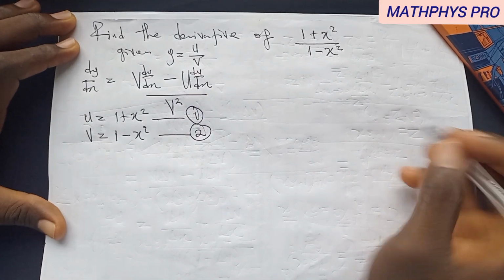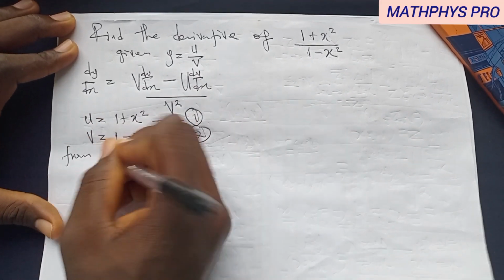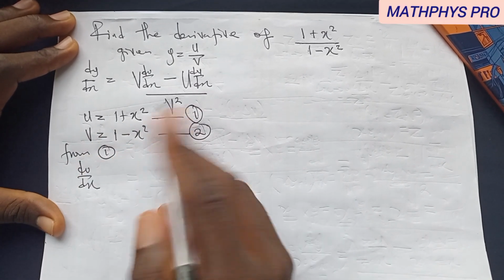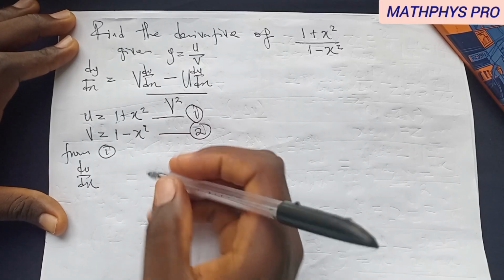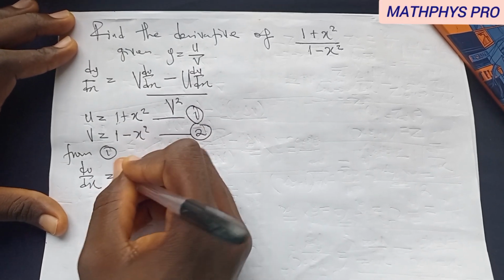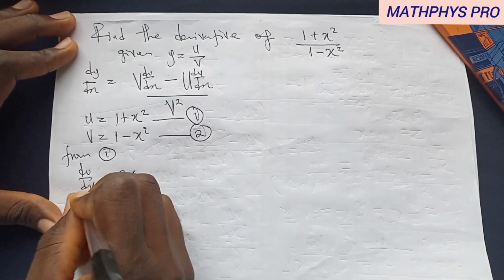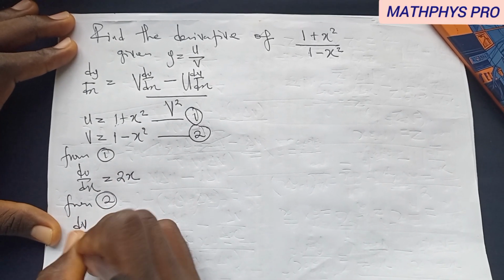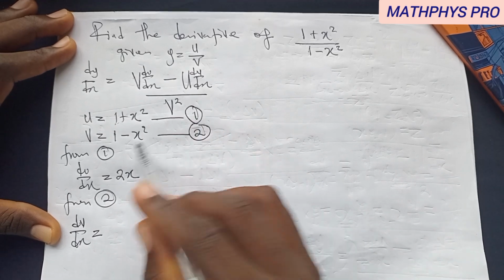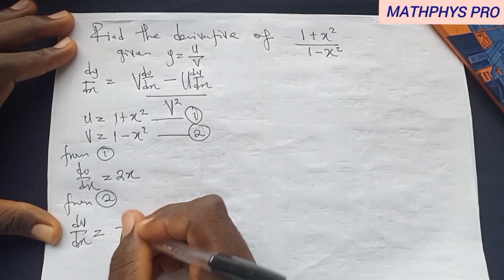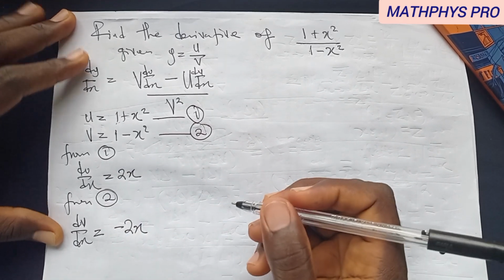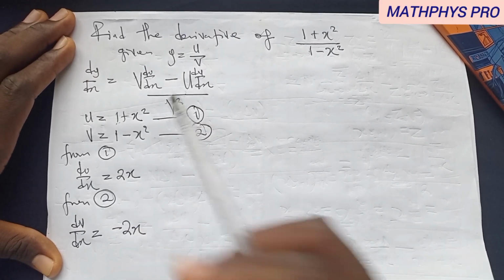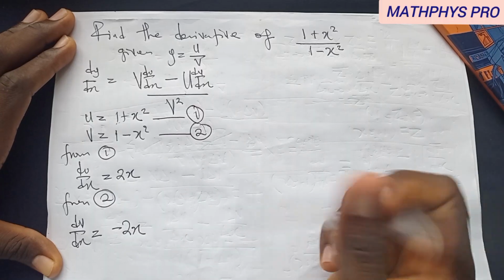You can also choose to call it equation 2. Now, from equation 1, du/dx will be equal to, if you differentiate 1 plus x squared, gives you 2x. And also from equation 2, dv/dx will be equal to, differentiating, you have what? Minus 2x. So now, since we've gotten u, v, du/dx and dv/dx, we can just apply the quotient rule.